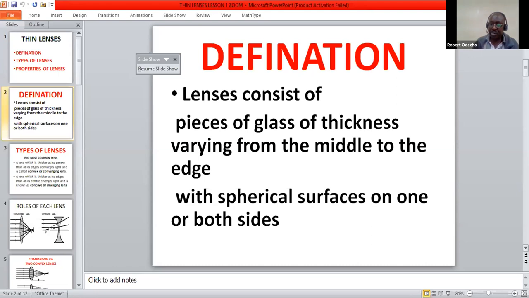Now you wait for a minute because you are seeing many documents. Just wait for a minute. You can see the slides. Now we can see lenses. Definition. You can see definition now. Okay. I'm continuing now.